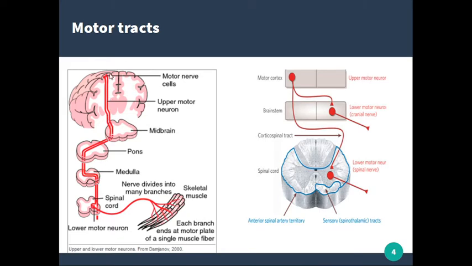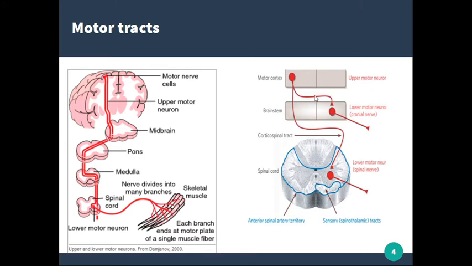It is a motor tract originating from the motor nerve cells, especially in the primary motor cortex. They go down into the midbrain, the pons, and the medulla, where they decussate at the pyramids. They come down to the spinal cord and give rise to synapses, and these become the lower motor neurons, which supply the muscle groups.